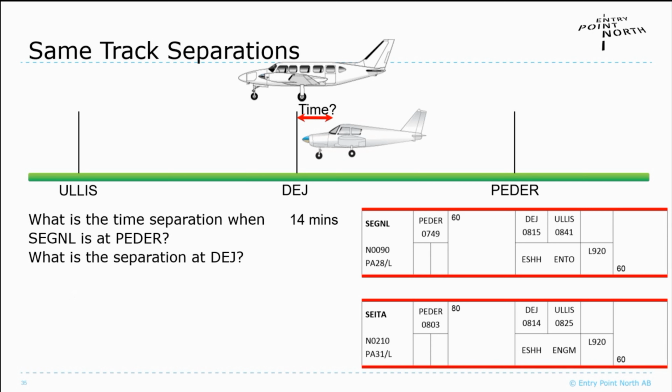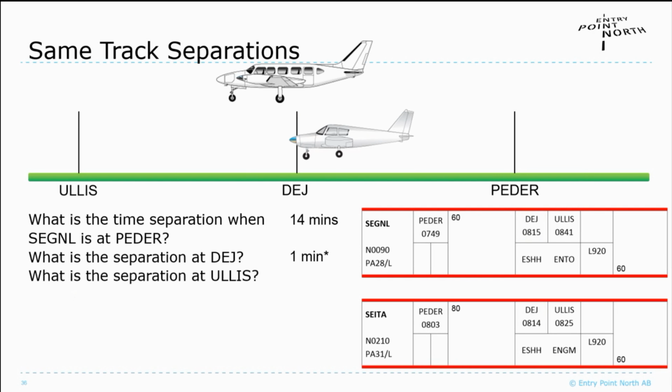Sierra November Lima crossed at 49, and we said it's going to take Sierra Tango Alpha 14 minutes to fly to that same point in airspace. However, because Sierra Tango Alpha has now overtaken Sierra November Lima, we now take Sierra Tango Alpha's Dea time. So they crossed Dea at 1:04. Sierra November Lima is going to cross at 1:05, which means there is 1 minute flying time. That is, it's going to take Sierra November Lima 1 minute to fly to that point in airspace where Sierra Tango Alpha just was.